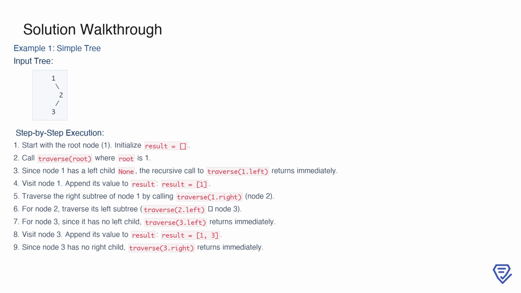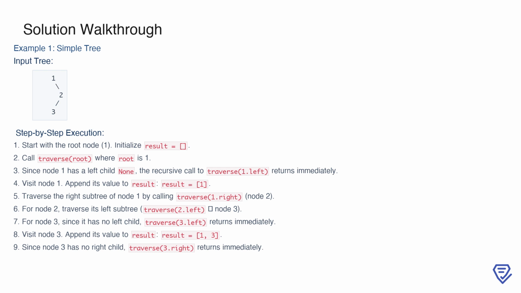Starting at the root node, which is 1, we attempt to traverse its left subtree first. Since node 1 has no left child, the recursive call to traverse its left subtree returns immediately. At this point, we visit node 1 itself and append its value to the result list, giving us result equals 1. Next, we move to the right child of node 1, which is node 2, and recursively call the traversal function.